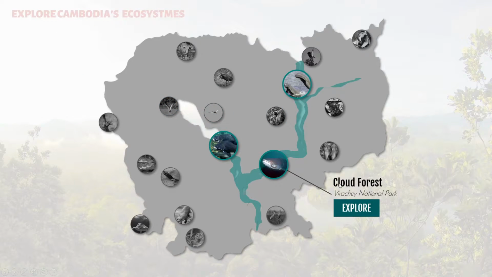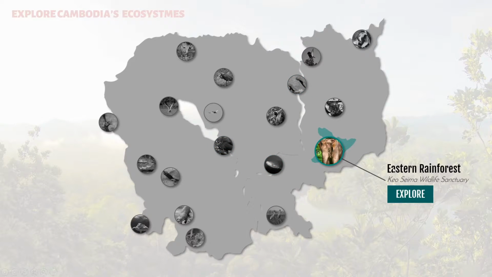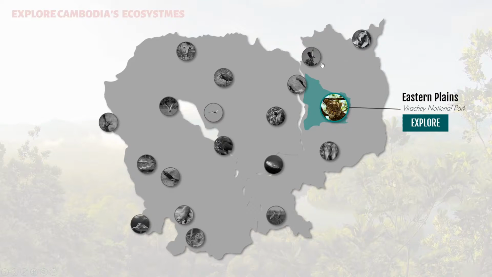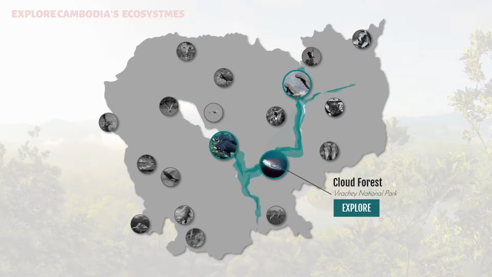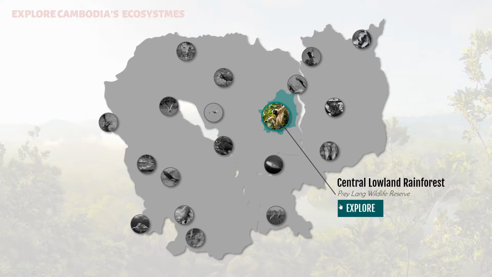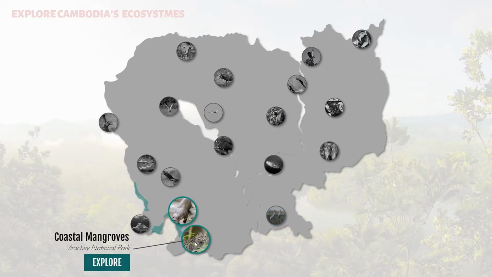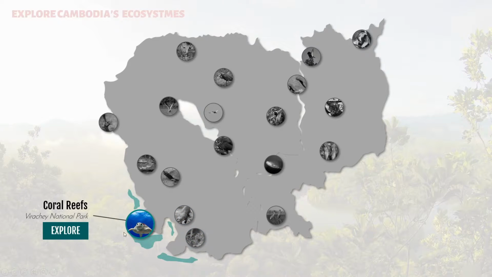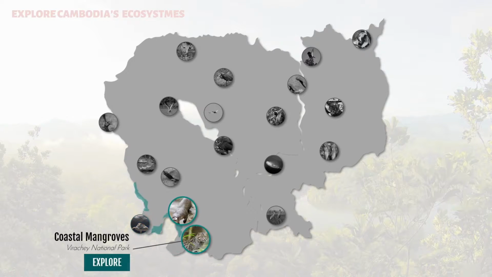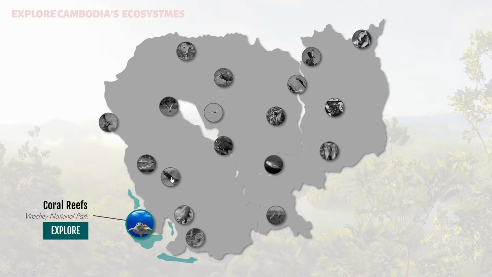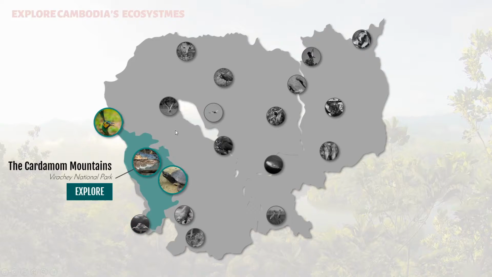Here we've got, these are not cloud forests, this is the Mekong River. Here we've got the eastern rainforests, eastern plains landscape. Here we've got, we did this already, the central lowlands, so Prelong. Here we've got the lower Mekong Delta. We've got coastal mangroves, and it's highlighting not only some species that live there, but also showing you where in Cambodia you might find these, like coral reefs. Those are similar locations, but not the same. Here we've got the Cardamom Mountains.